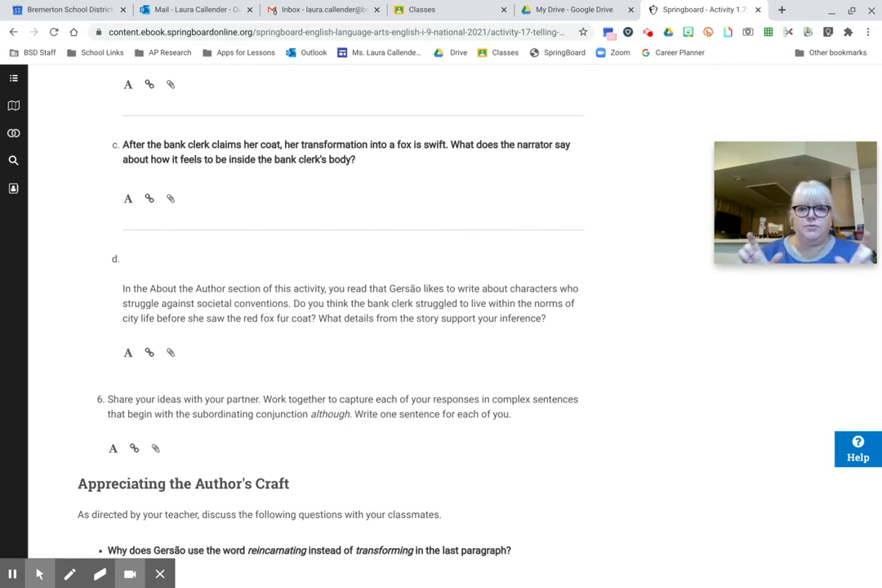And it's going to identify 2 contrasting characteristics about our story or our narrator. You're going to say, although something, this, that contrasts that. So for example, although the bank clerk was humble, she felt special when she got the red fox fur coat. So although something, then this. Okay, so write that one sentence. It's only one sentence. I am going to ask you to share that sentence in our live discussion. I'm going to ask you to type it in the chat, and I'm going to be watching for it.